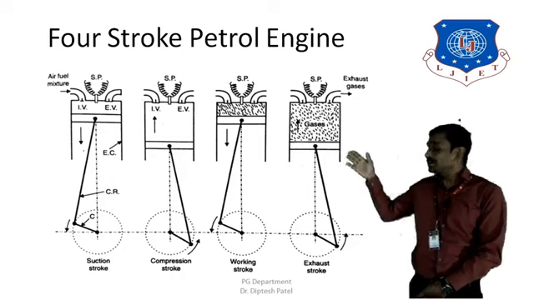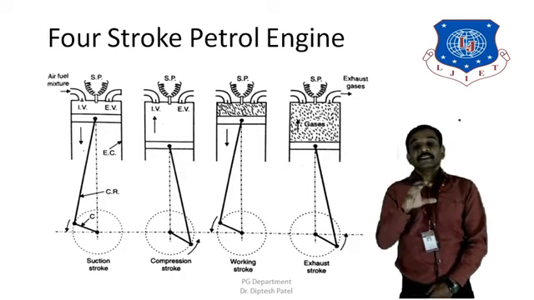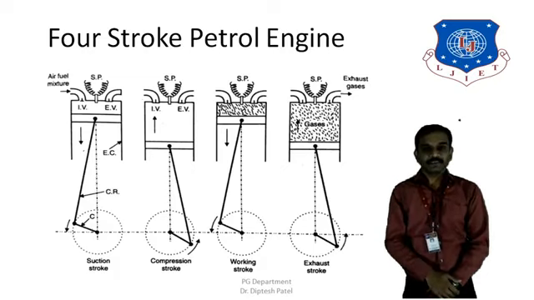So in the third one, you can see the expansion stroke. That occurs due to the pressure of the gases generated in the combustion chamber, and that pushes the piston from top dead center to bottom dead center. That one is known as the power stroke as well. This is the only stroke in which we get the power.